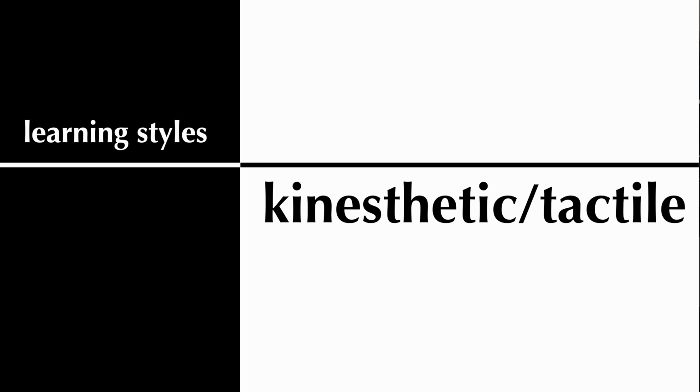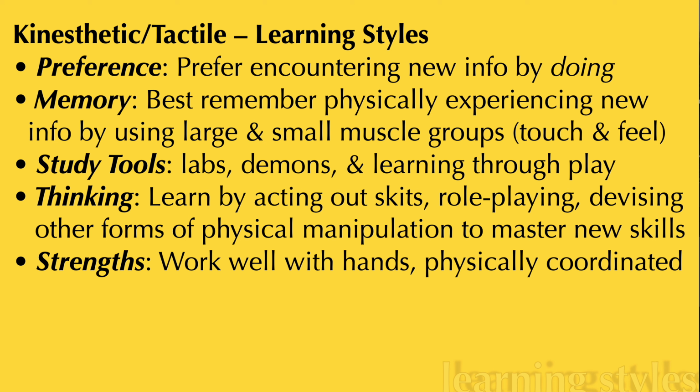Finally, we're going to go to kinesthetic tactile. A kinesthetic tactile learner prefers encountering new information by doing. They're more hands-on people. In terms of memory, they best remember physically experiencing new information by using large and small muscle groups. They like to touch and feel something that they want to learn with. In terms of study tools, they prefer having laboratories, various demonstrations, and learning through play. In terms of thinking, they learn by acting out skits, by role-playing, by devising other forms of physical manipulation to master these skills. In terms of their strengths, they work really well with their hands and they're physically coordinated.